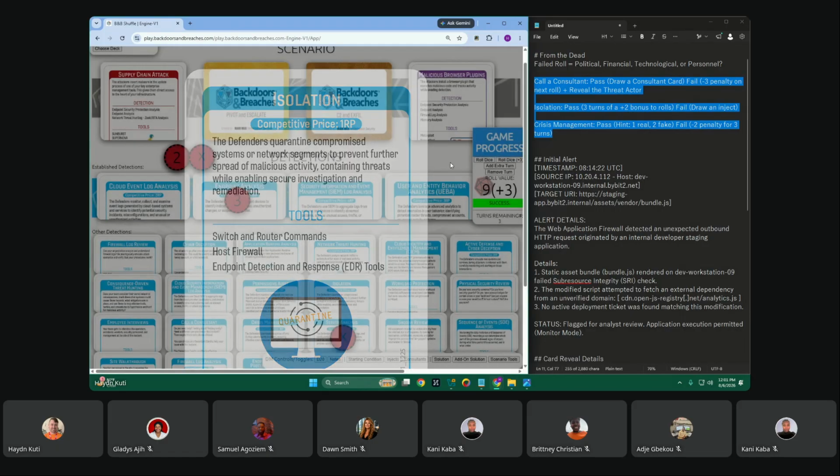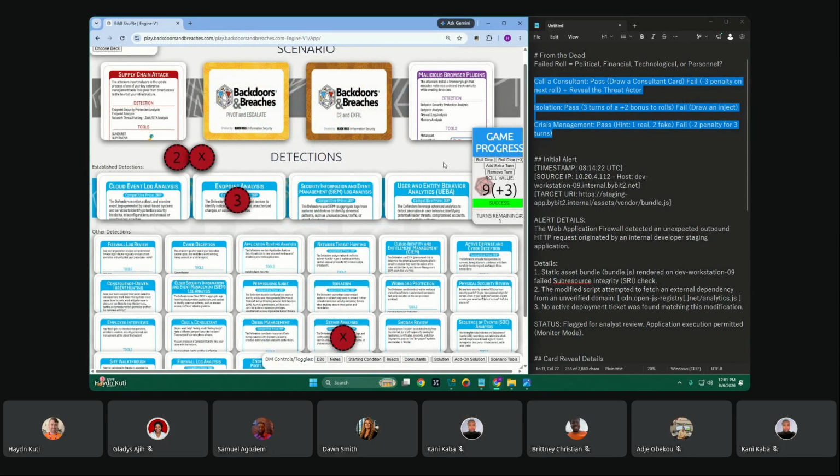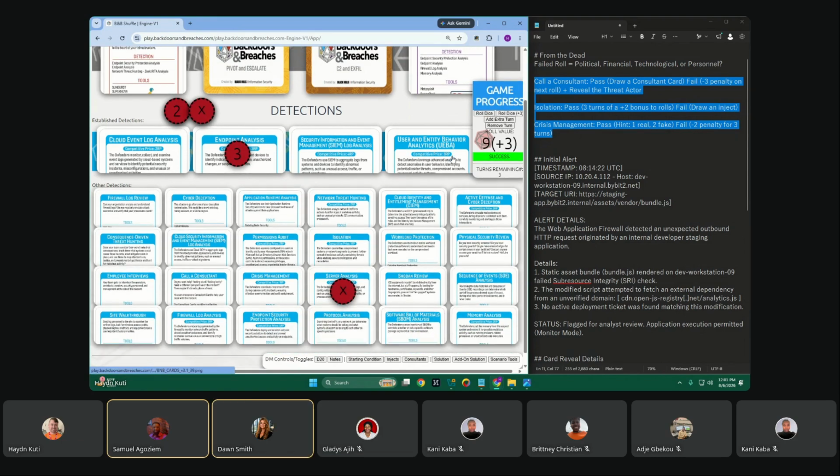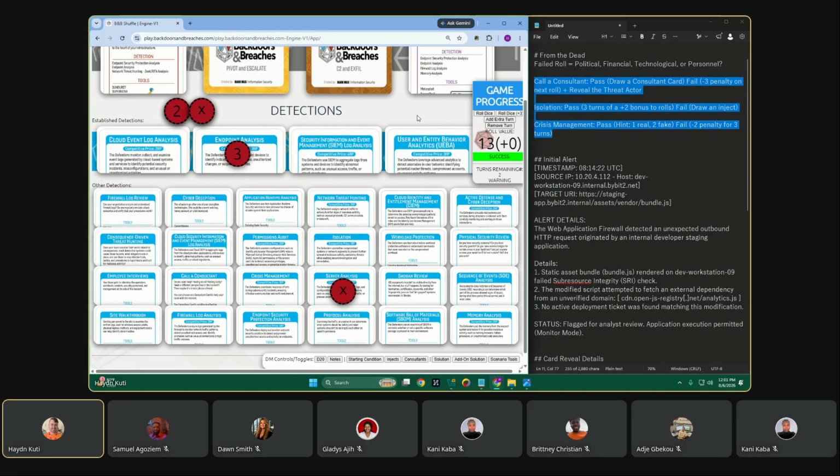You guys want to do isolation? Yeah, let's go on with the isolation. All right, success. So you guys got 2 turns left, 2 cards left, and you get +3 to your rolls on these next 2 turns.